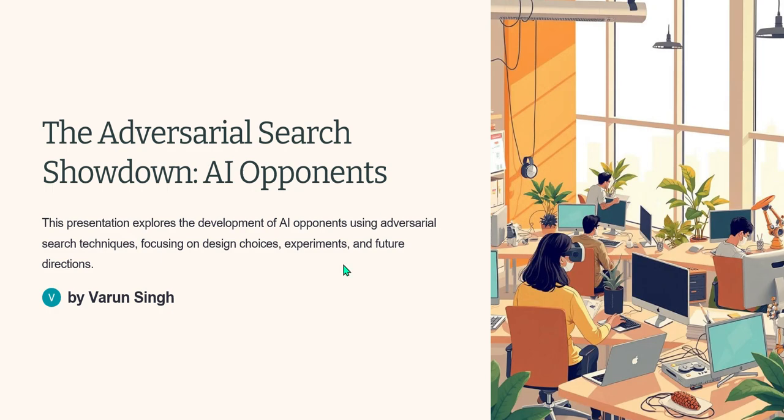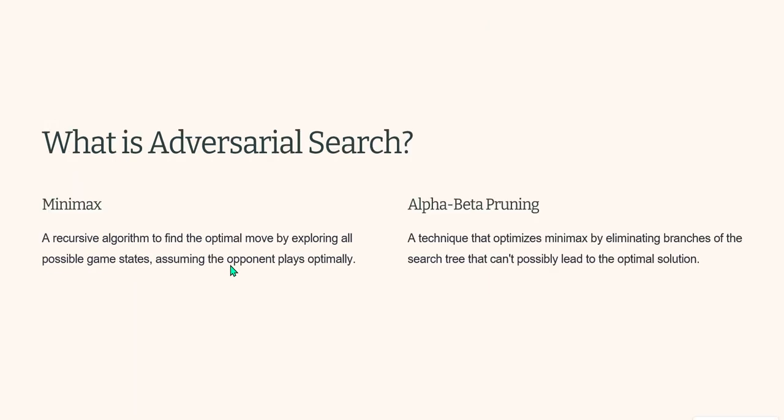So in this presentation we're going to be focusing on search techniques, design choices, experiments and future designs. So what is adversarial search? These are basically searching techniques that are used in AI for games to narrow down the best and most optimal path. We have two choices: Minimax and alpha beta pruning.